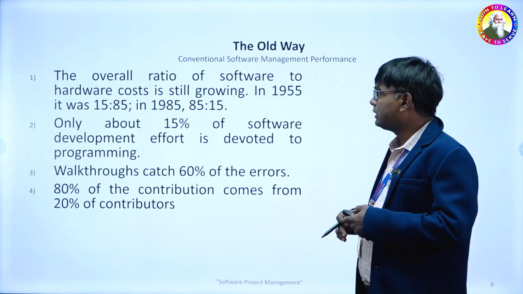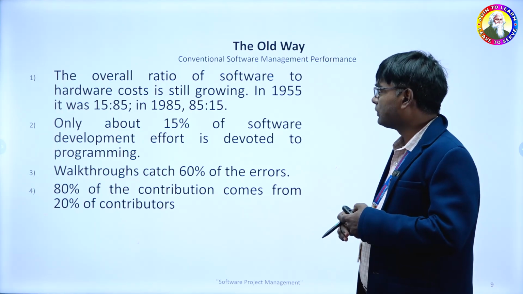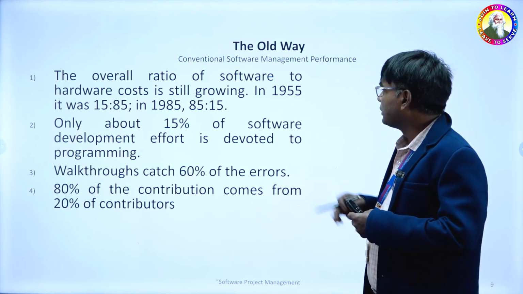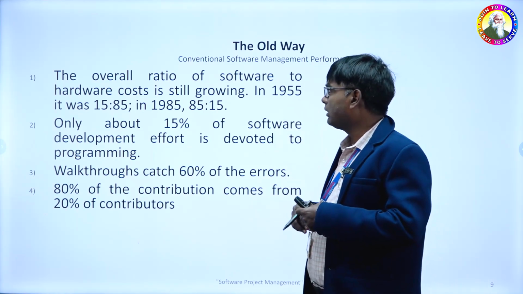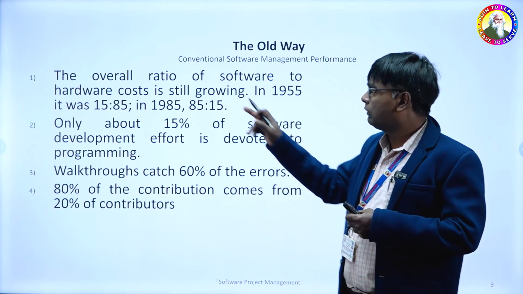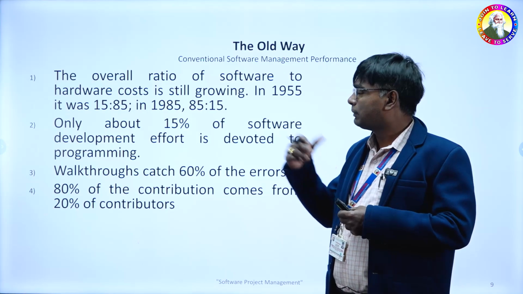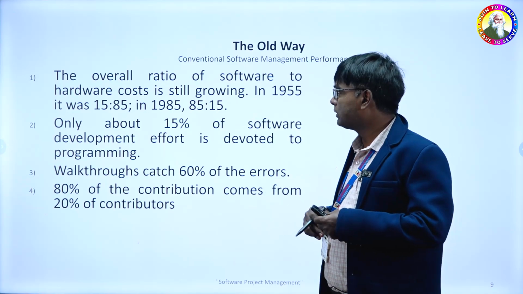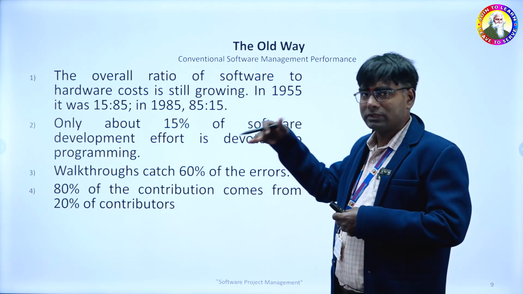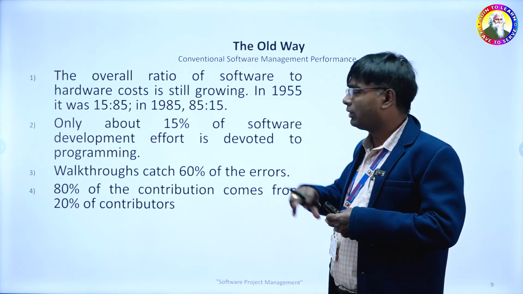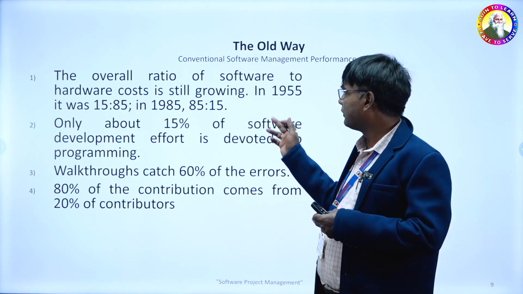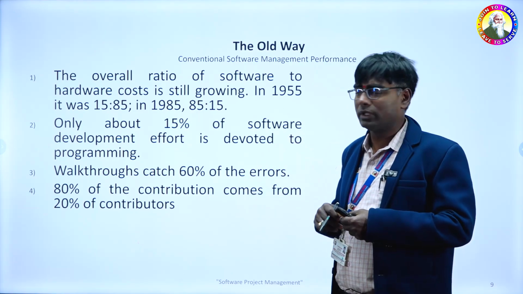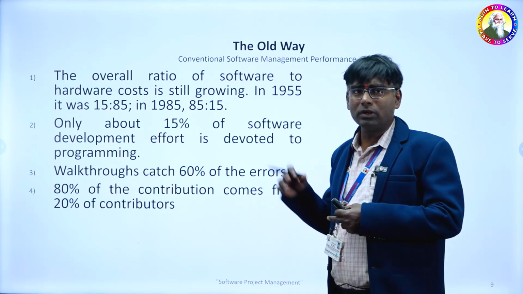The overall ratio of software to hardware is still growing. In 1955 it was 15 to 85, and in 1985 it was 85 to 15. So if you observe this point, in 1955 development of software was only 15%, but there was much concentration on development of hardware, 85%. But from 1985 until today, the figure has completely reversed, 85 to 15. So more hard work and more focus on software development is done today rather than hardware. So it plays a very important role.